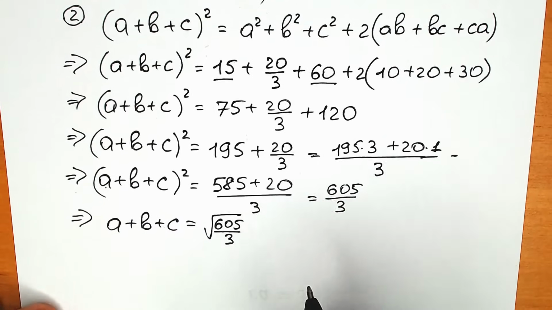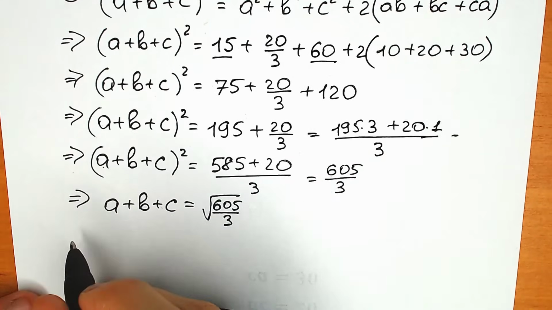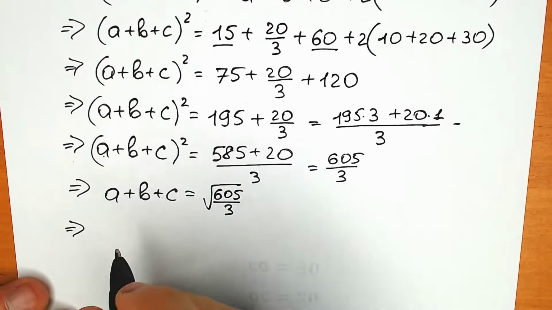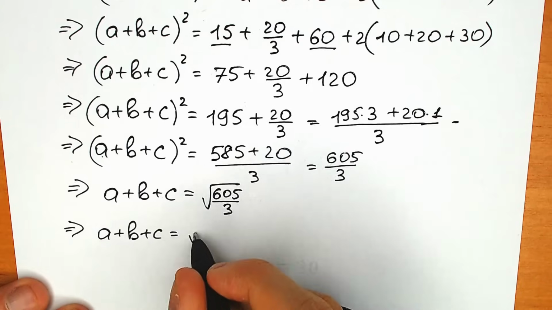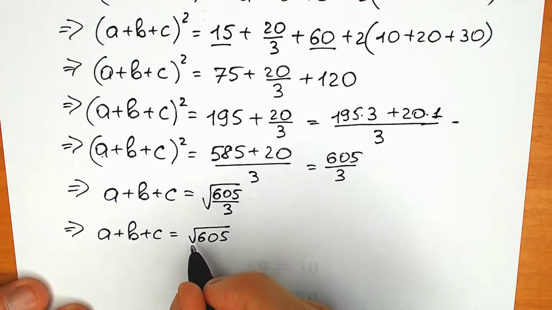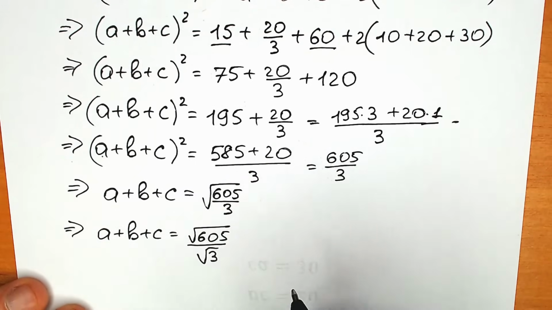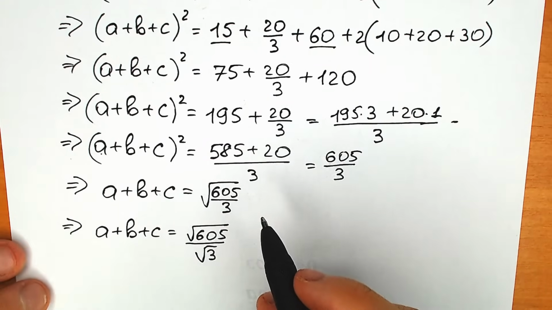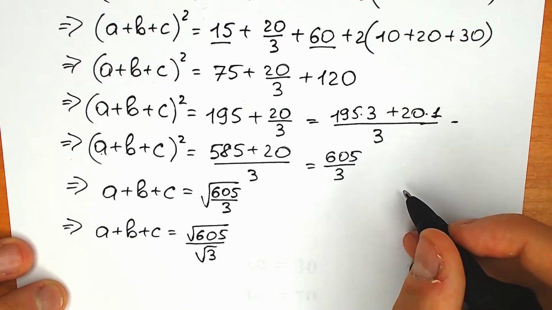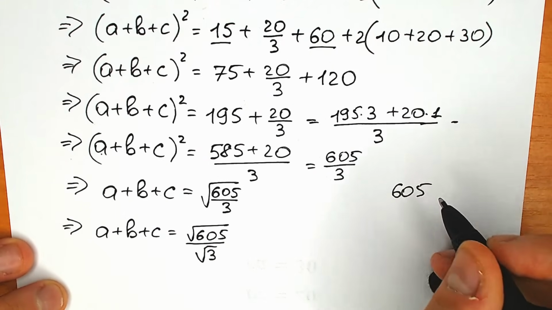And let's simplify this real quick. We can easily do this. So let's simplify our expression. So we have A plus B plus C equal to square root of 605 over square root of 3 according to a definition. Yeah, we can easily split it. But this 605 we can easily express in another way. So let's do this. So 605, we can divide it.